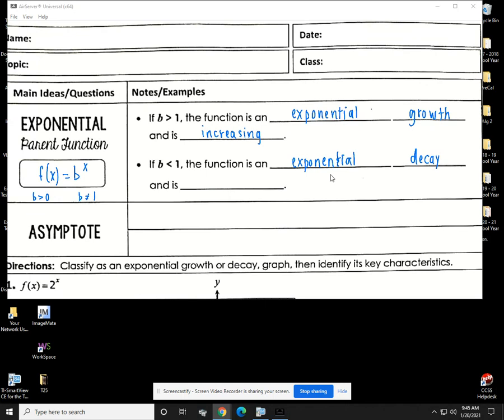Now, if it has decay, what do you think it's going to be doing over the course of the graph? It's going to be decreasing. There's going to be a lot of similarities between these graphs, but there's going to be a couple of obvious and vast differences too. And we're going to look at a graph of both of those here in just a second, so bear with me. But we got to learn about this one other term that we start seeing, and the first time you've seen it is right here in exponential functions.